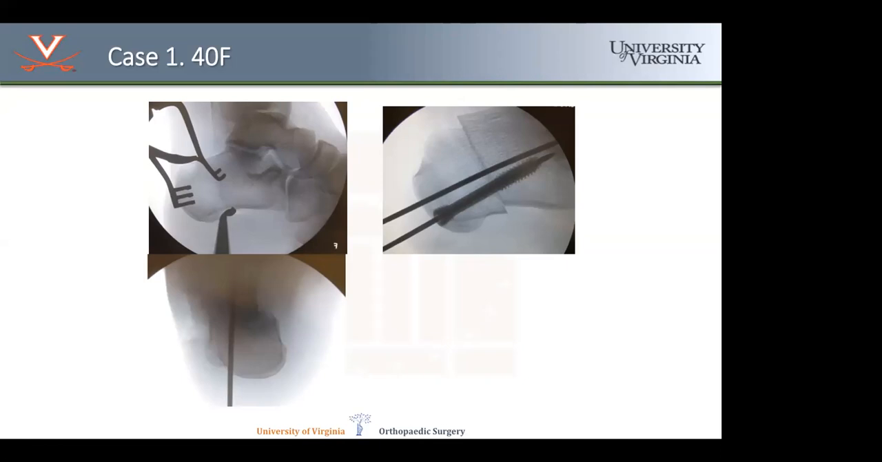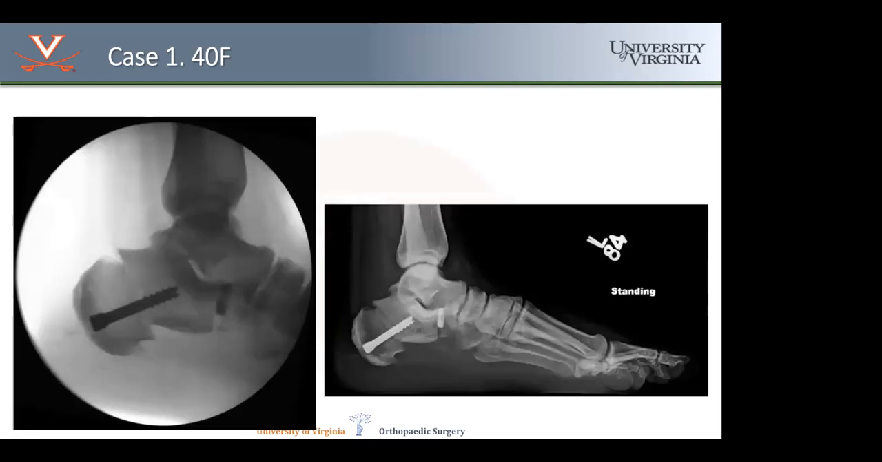A headed screw or a screw with a washer is a good option for compression, but that's kind of right down in the fat pad, right down in the heel weight bearing area. So the staples are also a good option that we use frequently. So that addresses the hindfoot valgus by doing the medial displacement.